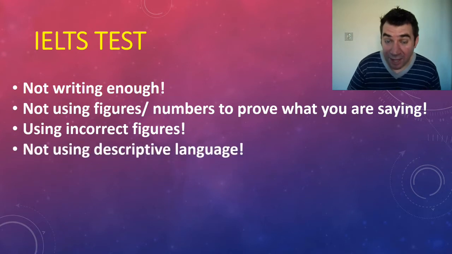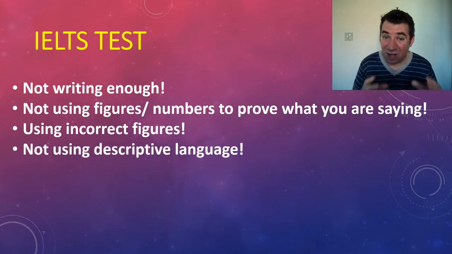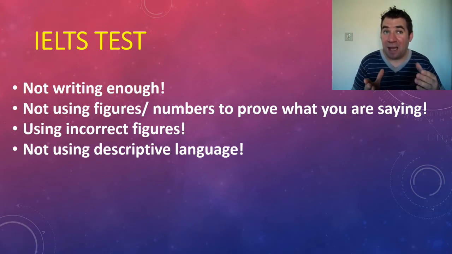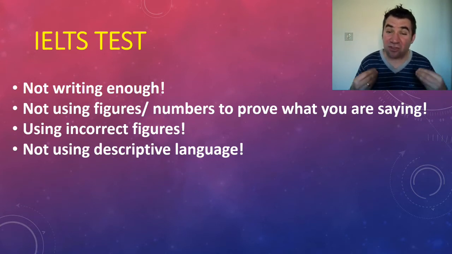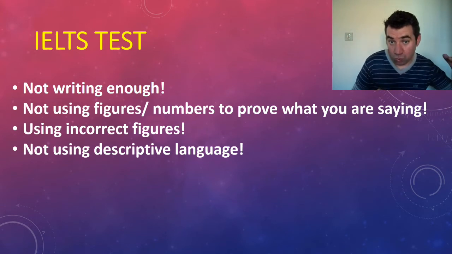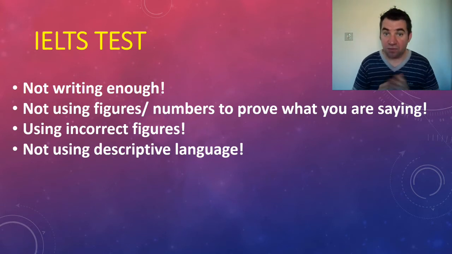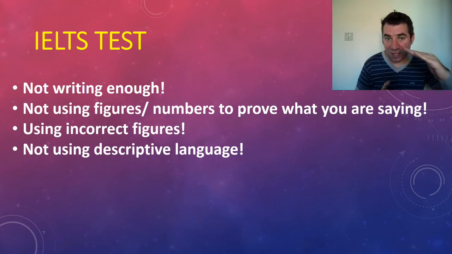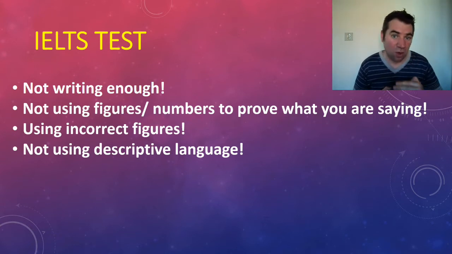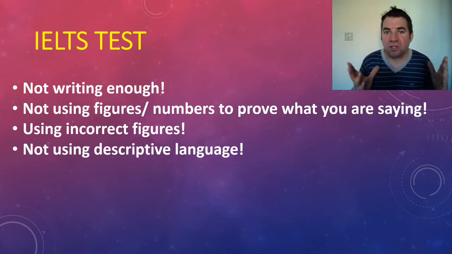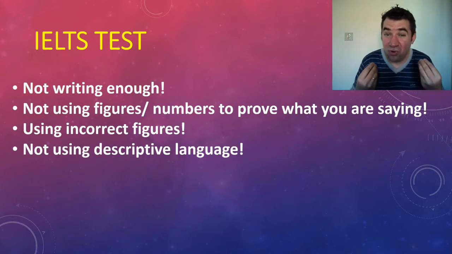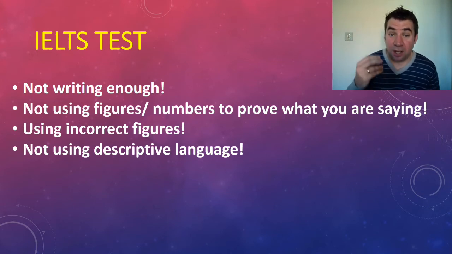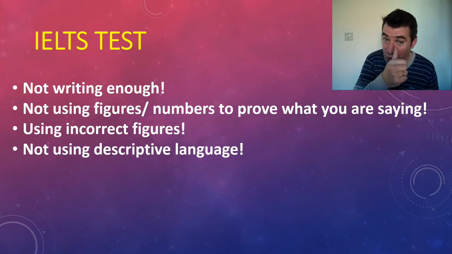Not using descriptive language. Again, in the question they clearly ask you to compare, and also to comment on the main trends. And if you're going to do this, you have to describe what you're seeing, not just say it's increasing. You've got to say it's rapidly increasing or gradually increasing, or did the numbers of tourists plummet? You've got to be descriptive. Again, it's not difficult. You just have to learn some descriptive vocabulary for describing graphs.